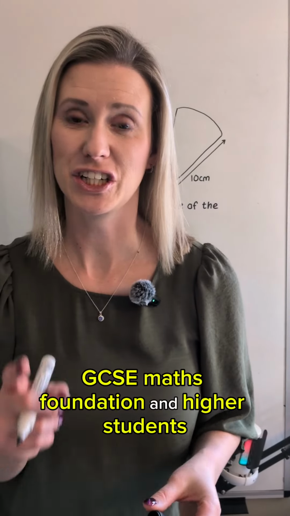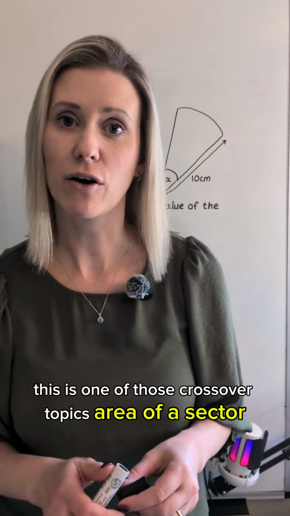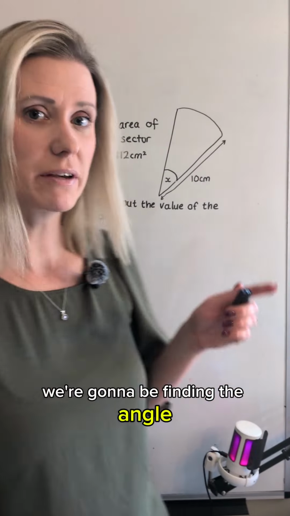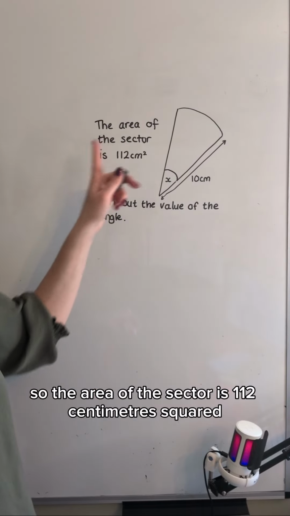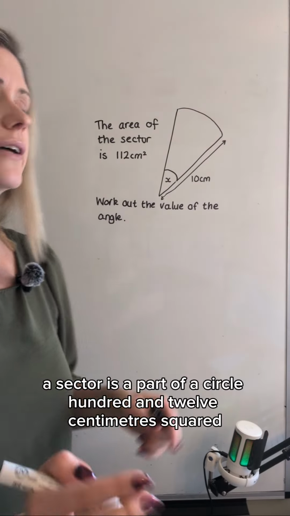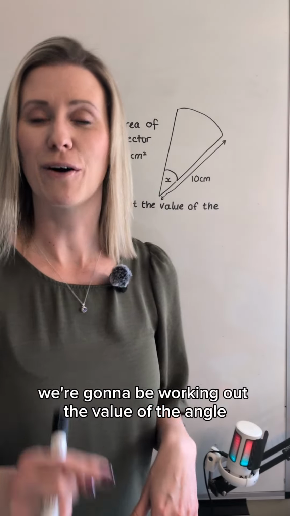GCSE Maths Foundation and Higher students. This is one of those crossover topics, area of a sector. But this time, rather than finding the area of the sector, we're going to be finding the angle. So the area of the sector is 112 centimetres squared. A sector is a part of a circle. We're going to be working out the value of the angle.